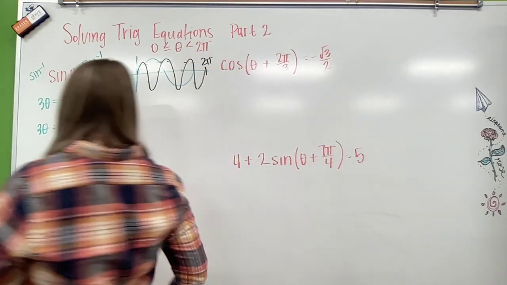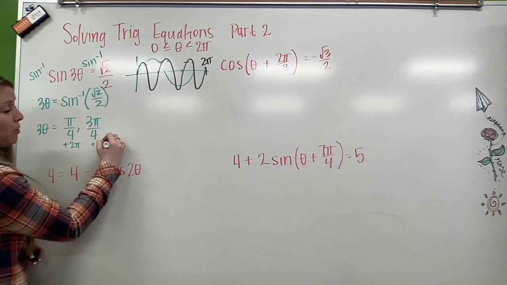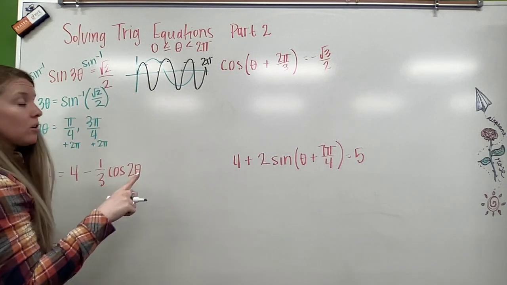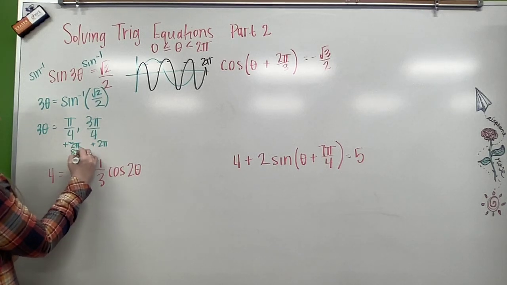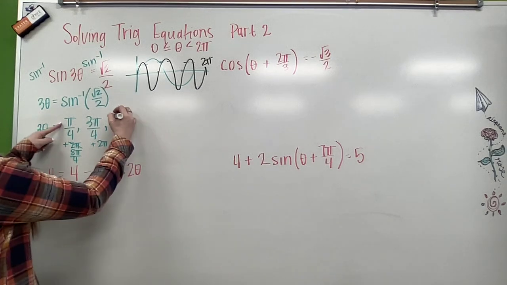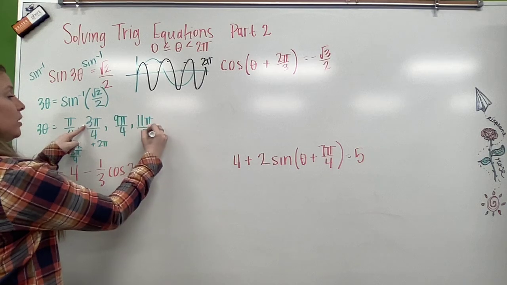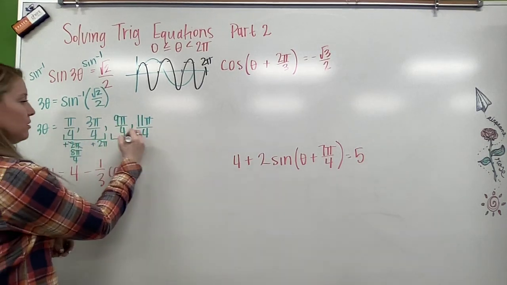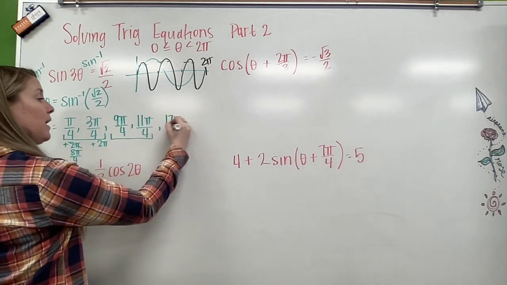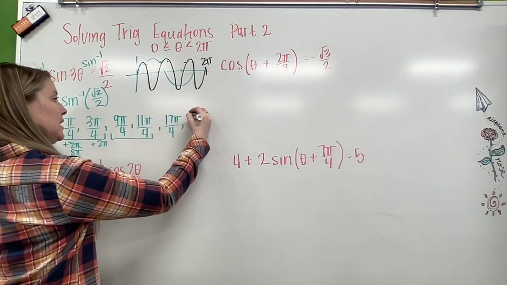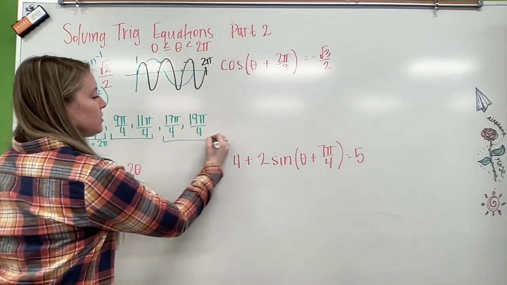So take a look and see what happens here. I'm going to take these answers and add 2 pi to both of them to rotate around that circle. To do so, I need a common denominator, so really I'm going to add 8 pi over 4. So the next answer is going to be 9 pi over 4, 11 pi over 4. So there's one cycle, 2. Now I need my third, so that's going to be 17 pi over 4, and then 19 pi over 4. There's my third cycle.